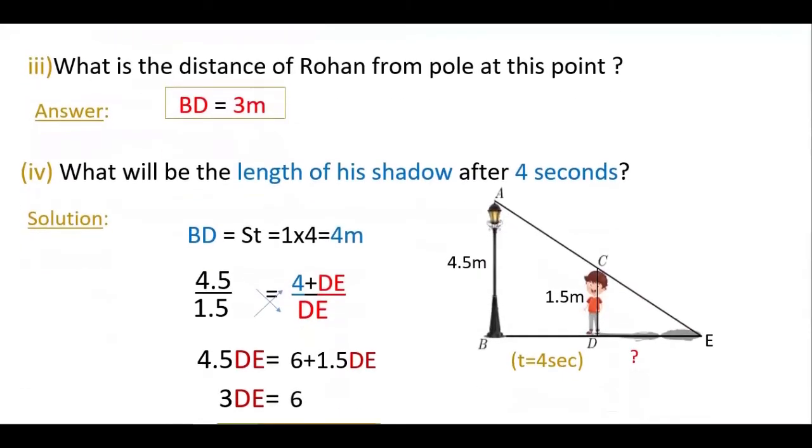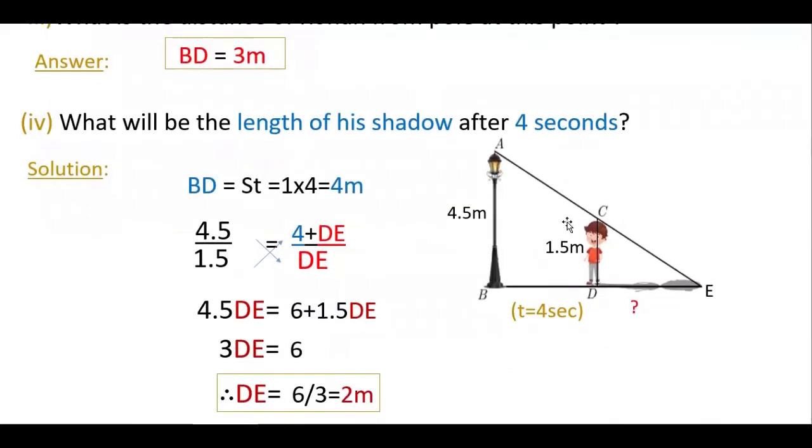Next question is, what will be the length of his shadow after 4 seconds? Okay. So here the height we know 1.5. This is fixed and this is also fixed 4.5. So here you have to find after 4 seconds, what is the shadow length. That means DE you have to find. So first you have to find BD because you know the speed here. So BD is equal to speed into time, that is 1 meter per second into 4 seconds. So that is equal to 4 meters. So here BD is equal to 4 meters.